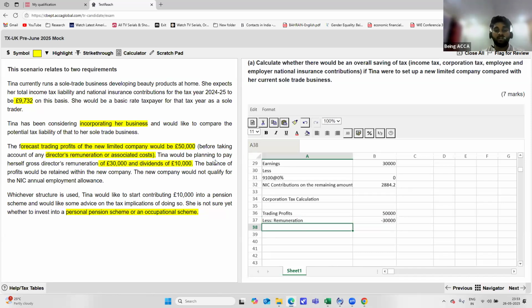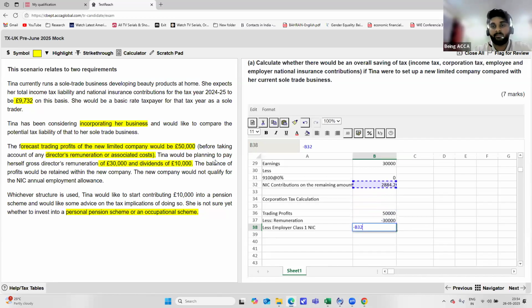All right. After that, less employer class 1 NIC. So employer class 1 NIC is also a deductible expense. Always remember that it can always be deducted. Now she is taking dividends of 10,000. If she's taking dividends of 10,000, for corporation tax purposes, dividends will not be deducted from the trading profits. This is a point that we should always remember. So this will be the total.